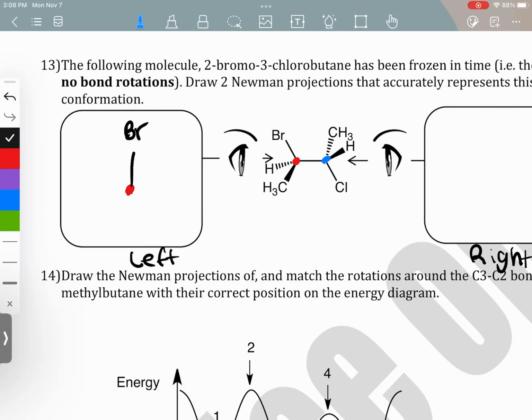Now, we have this. The methyl is on a wedge, right? So that means it's coming towards us. So where do you think it's going to be in the front carbon, on the right or on the left? Left. On the left. It's going to be here. It's going to be on the right.